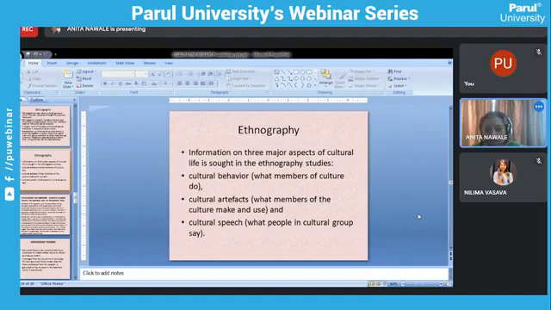Next is cultural artifacts: what they make. For example, Mohenjo-daro is one particular place where we have found artifacts, like the jewelry they were using, what kind of housing they had, and how they planned the villages and cities. From these artifacts we came to the conclusion that there were advanced villages and cities in the previous era. Then cultural speech: what people in cultural groups say, what kind of language they use, and the different words they use as alternatives, is studied under ethnography.